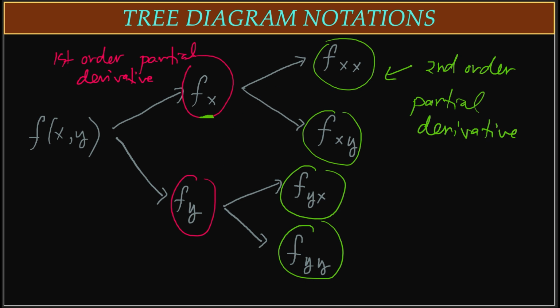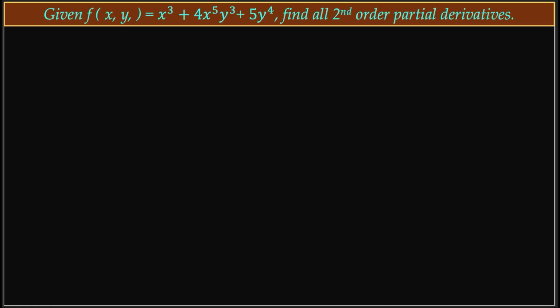So we'll have here a first example. In the first example here, given f of x comma y is equal to x cubed plus 4x raised to the 5th power y cubed plus 5y raised to the 4th power. The requirement is to find all second order partial derivatives. To find the second order partial derivative, of course, we'll have first the first order. So it is better for us to have a tree diagram here.